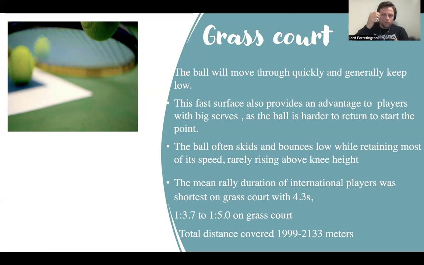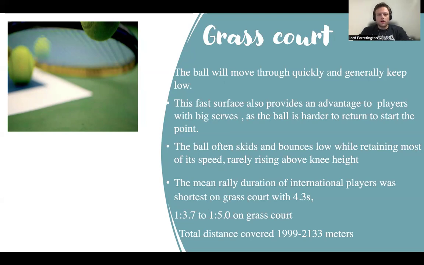So sometimes a shot will be hit and players will not go and reach that shot because they know it's not feasible to reach after that due to the low length of it. The ball will move through quickly and generally keep low, but it is also a good surface for all standards of players to learn on as the bounce is even and it provides a more consistent level of spin.